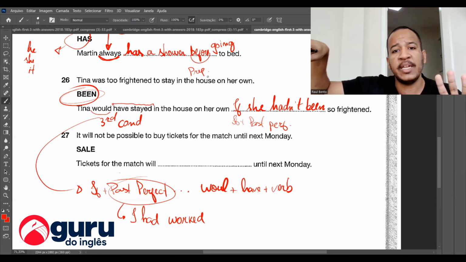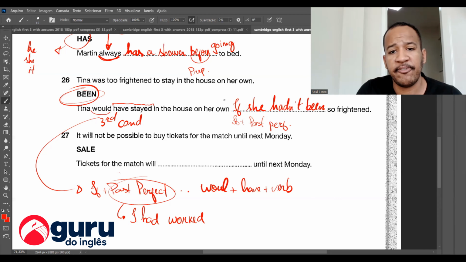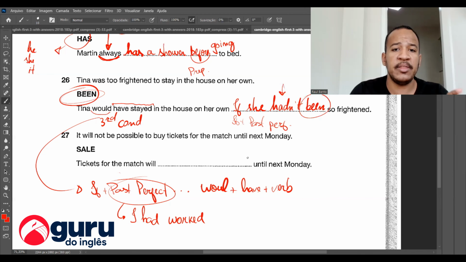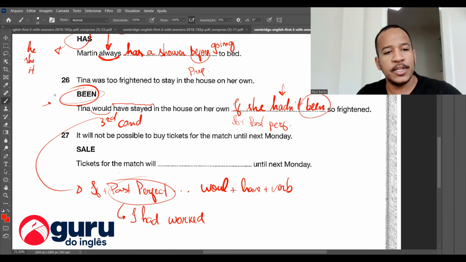So in the second statement, if plus past perfect. If, past perfect, had as an auxiliary verb and the verb being the past participle, as the exercise had given us. Okay, so 26 about third conditional.